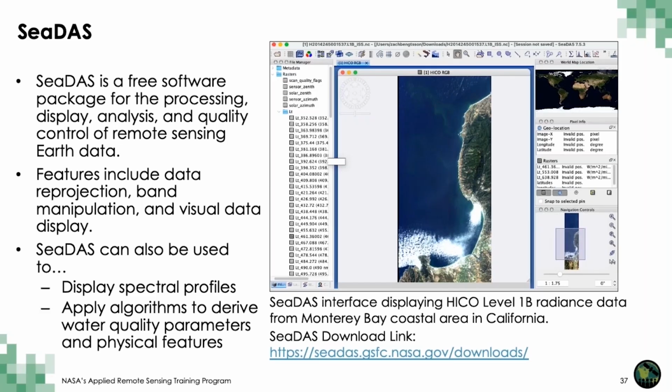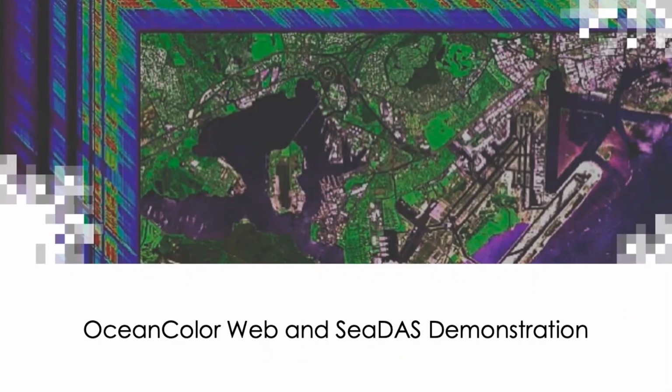Within CDAS, you can easily open data products from a variety of NASA sensors, reproject data, export data as new file types, manipulate bands, and visualize data. Particularly relevant to this training, you can display spectral information of each pixel and apply algorithms to derive things like water quality and classify physical features like bottom reflectance and bathymetry. So now that you're a little bit more familiar with the tools that we're going to be using, I'll go ahead and move on to the demonstration.